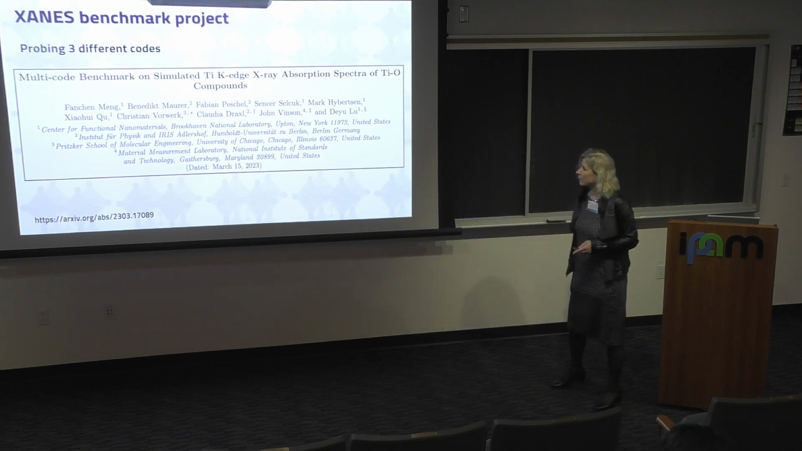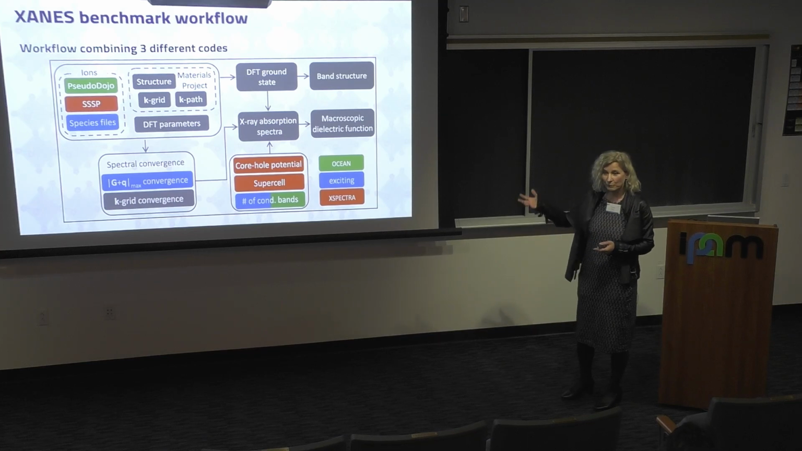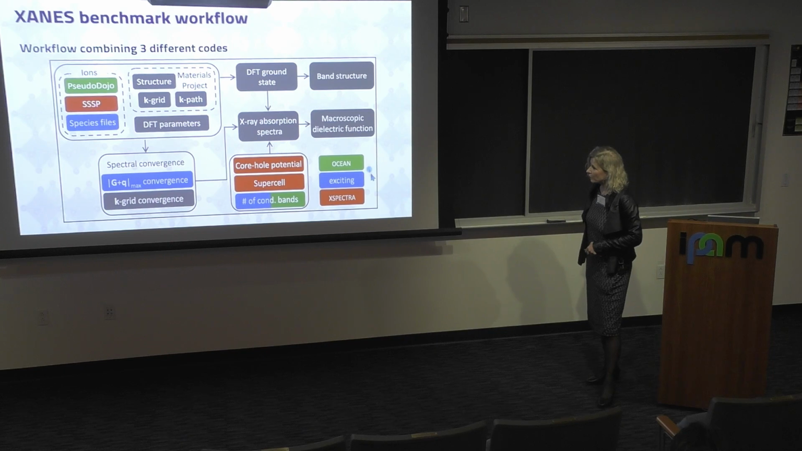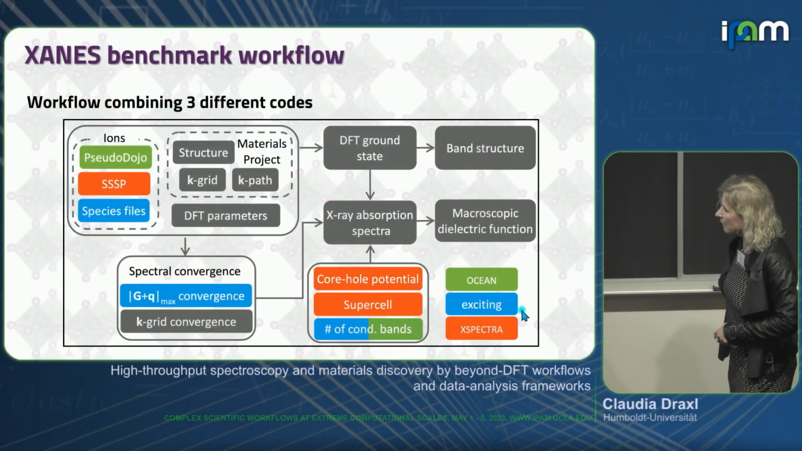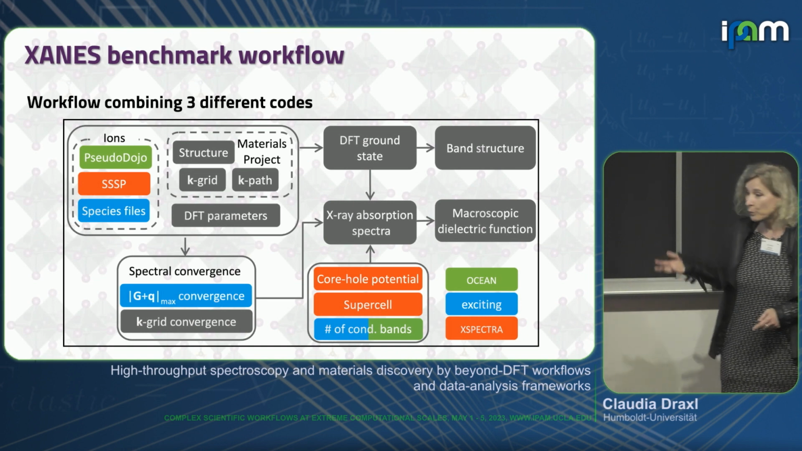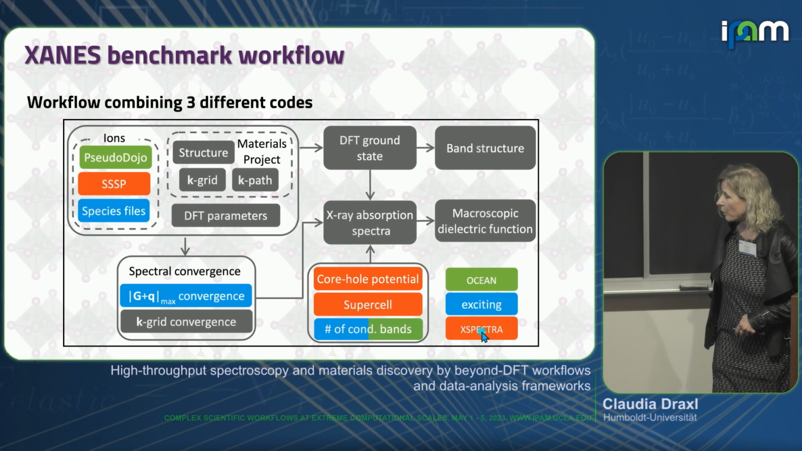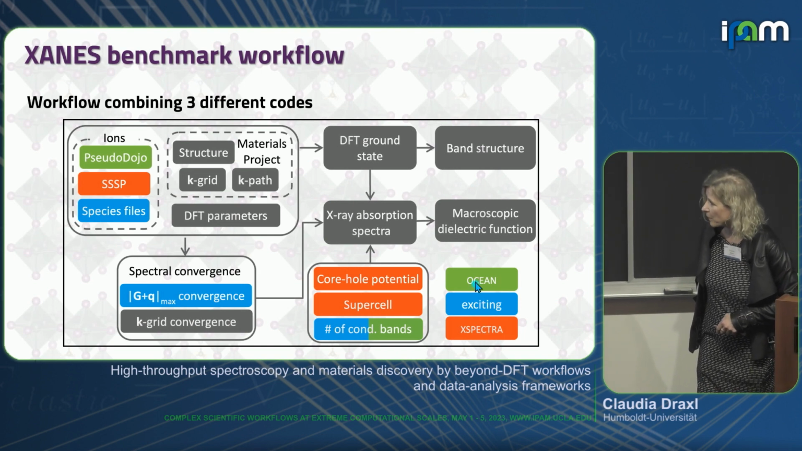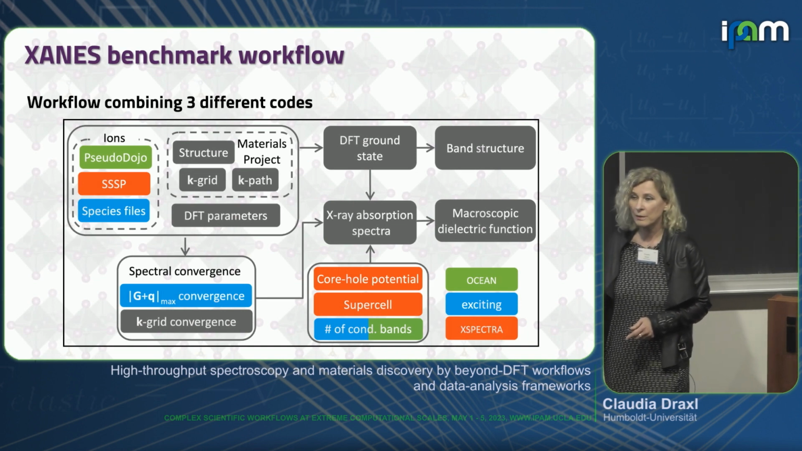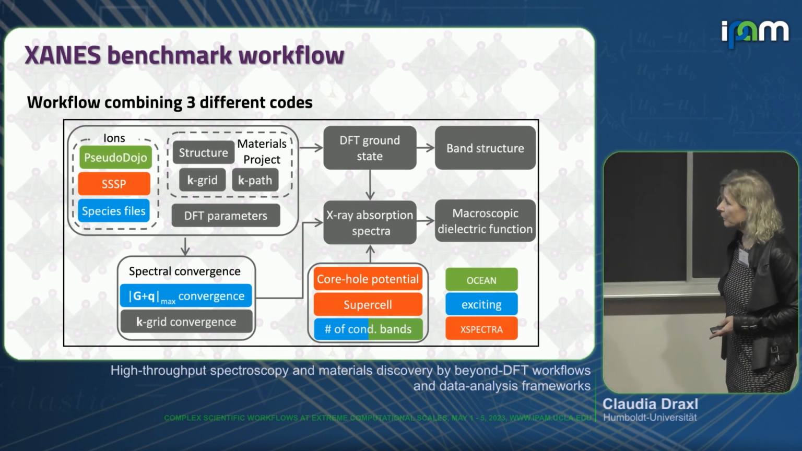And we're probing here different codes, and of course, also for this, you need a workflow, which is getting even more complicated because we have to serve 3 software packages. So exciting is all electron full potential, implementing the Bethe-Salpeter equation. Ocean also implements the Bethe-Salpeter equation, but on a pseudo-potential level. And X-Spectra is a built-in tool from Quantum Espresso, so Ocean can be linked to Abinit and Quantum Espresso, but X-Spectra has another approximation, namely the core-hole approximation. So it's not the Bethe-Salpeter equation that is solved directly.